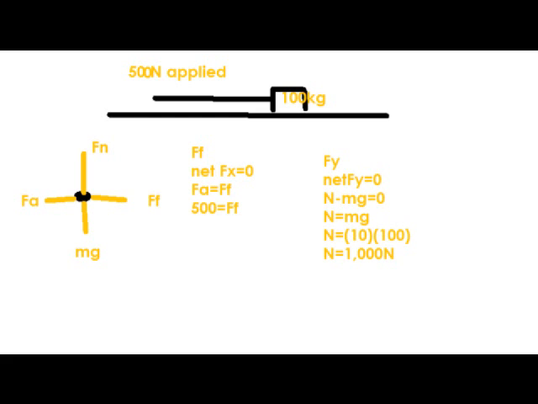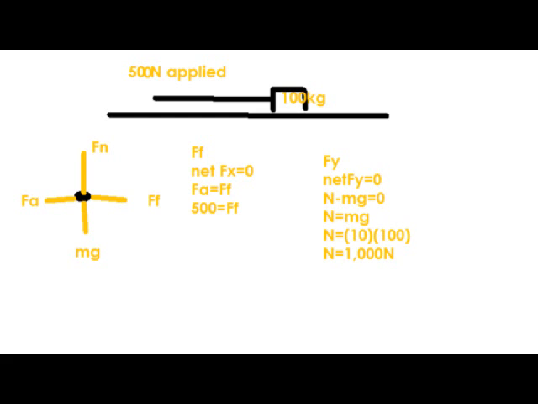An example of this: a 100-kilogram package is being pulled across the floor at a constant speed with a force of 500 newtons. Calculate the frictional force and the normal force. To start off, we always draw a free body diagram. Then we write equations for the x and y direction. We'll do the x direction first. We write down what makes up the external net force, which would be FA minus FF equals 0. Then we solve it, which means the applied force equals the frictional force, so the frictional force is 500 newtons.